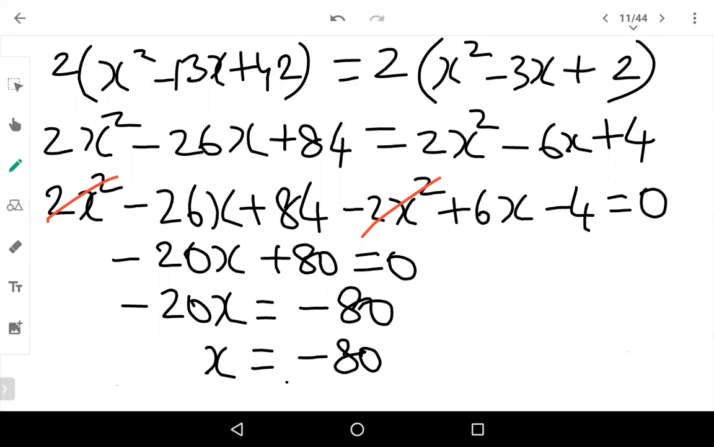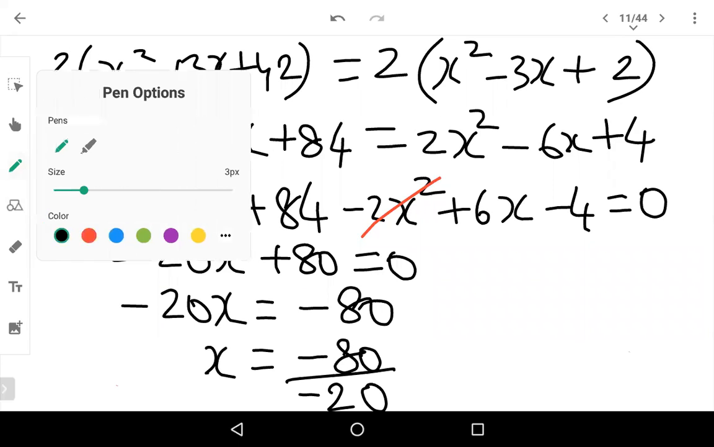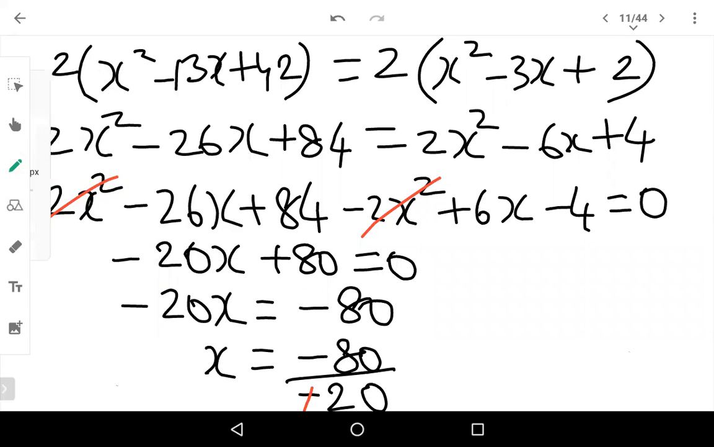Okay. So what do I get? Minus and minus will get cancelled. 21s are 24s are. Minus and minus will get cancelled. So 21s are 24s are. Therefore, the value of x is equal to 4.